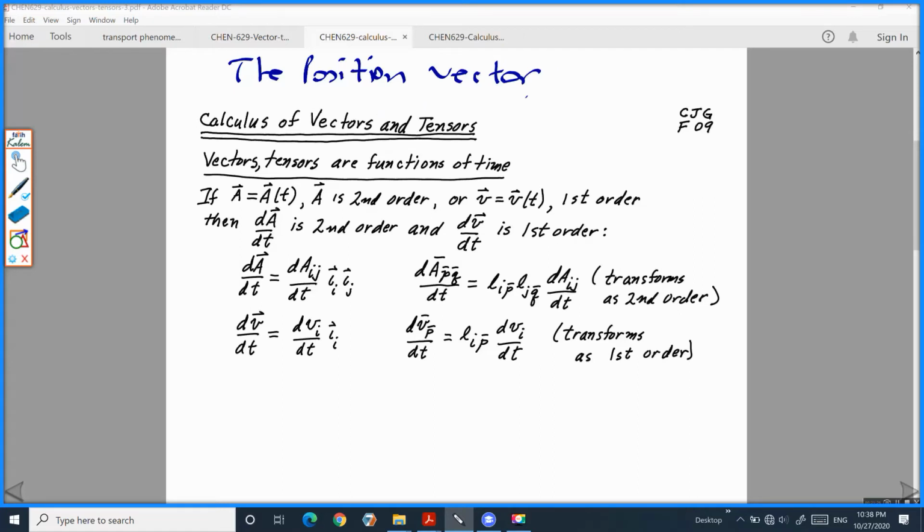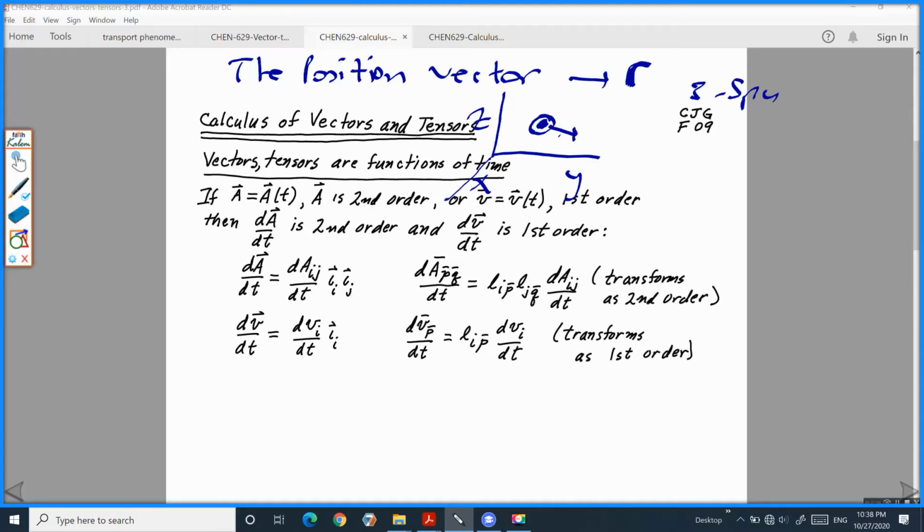The position vector can be represented by R, specifying the location of any point in space, let's say in three-dimensional space x, y, z. Let's say I have just this point in the three-dimensional space. This position vector just represents the position of this point in the three-dimensional space.